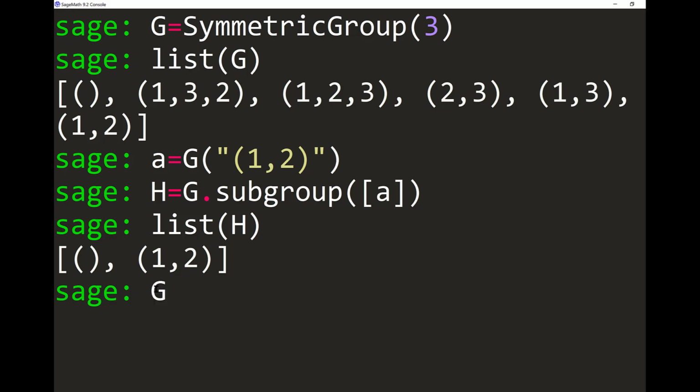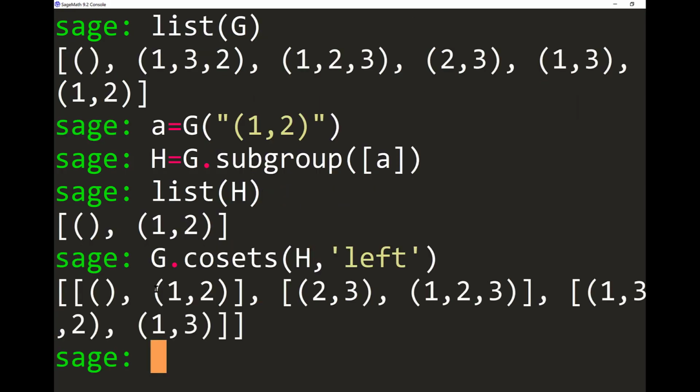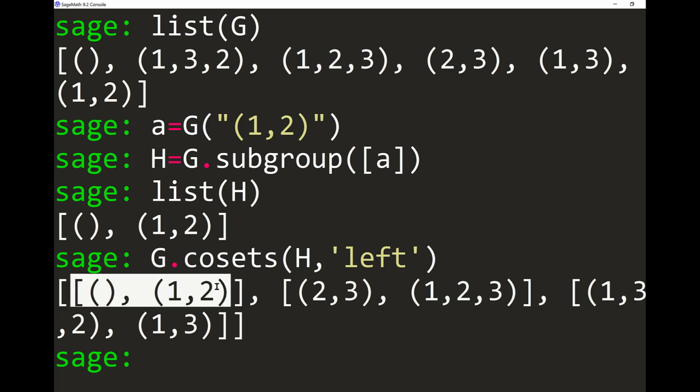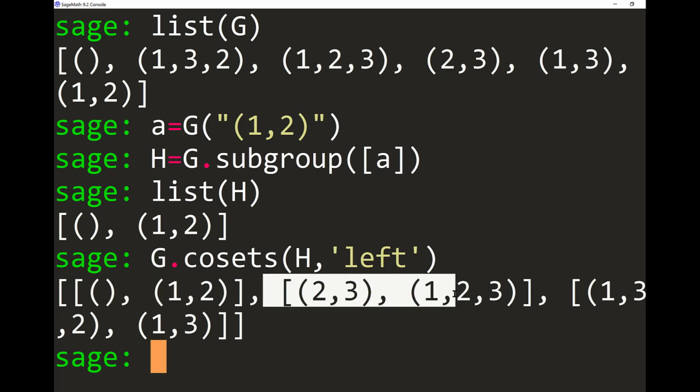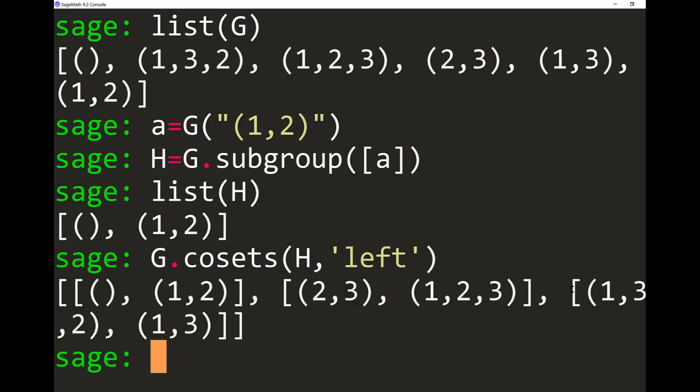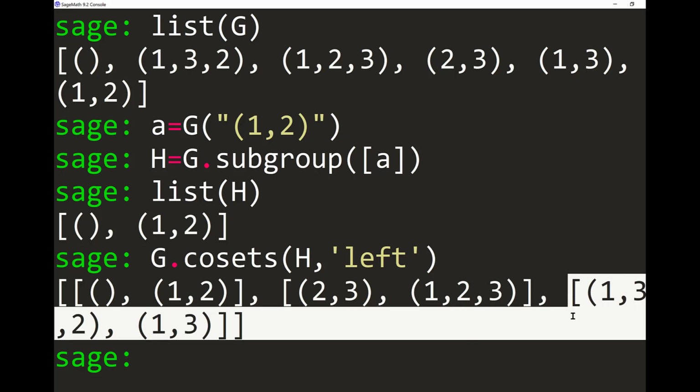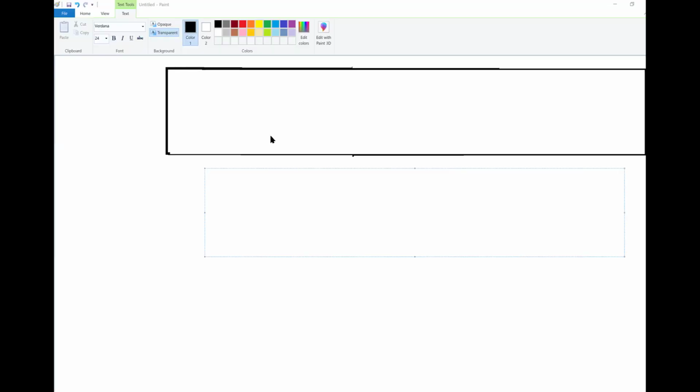So now we are going to ask for the cosets of H in G, and by default it does right cosets. So we have to tell it that we want the left cosets, and here it gives us the three cosets that will arise because the group has 6 elements and the subgroup has 2. So this is the first and second, and here we got our third coset, right? So there are 3 of them.